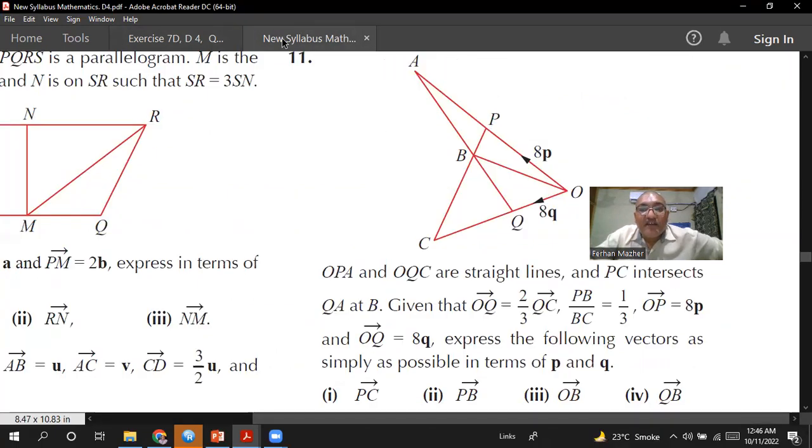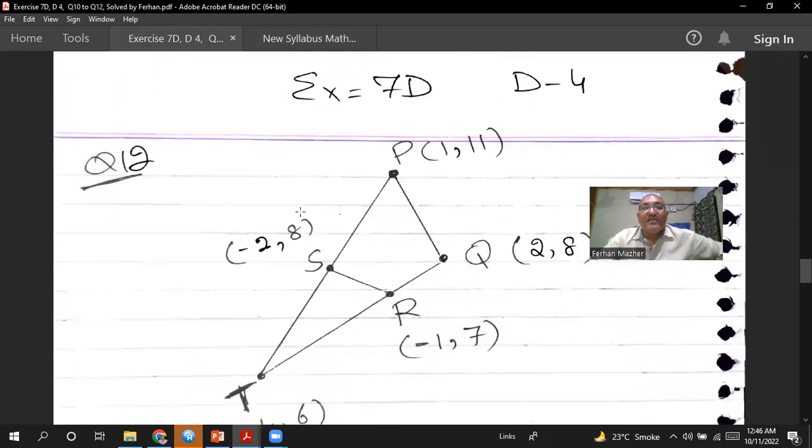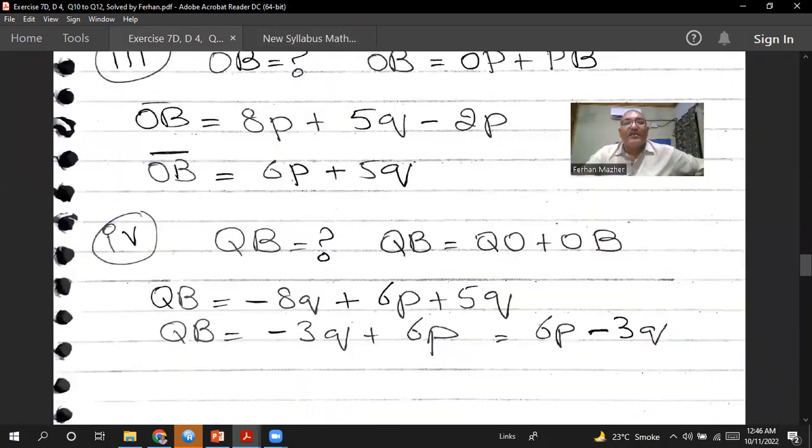Okay, so the next part, they want me to find the QB. I want the Q to B. So the bypass will be Q to O, O to B. So simple bypass, and we can find that QB. If you want to find out the Q to B, it will be Q to O and from O to B. Q to O is minus 8Q, and O to B, we just found that, is 6P plus 5Q. So you will have minus 3Q plus 6P. 6P minus 3Q. That is how you find the QB.